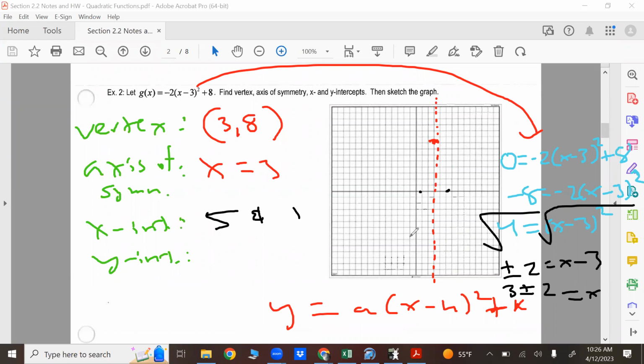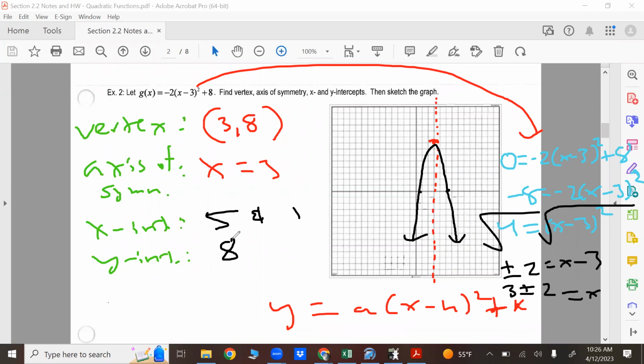And now I can draw the parabola. I have enough information. As long as you have the vertex and 2 of the points, you have enough to graph. And then the y-intercept, just plug in 0 for x.